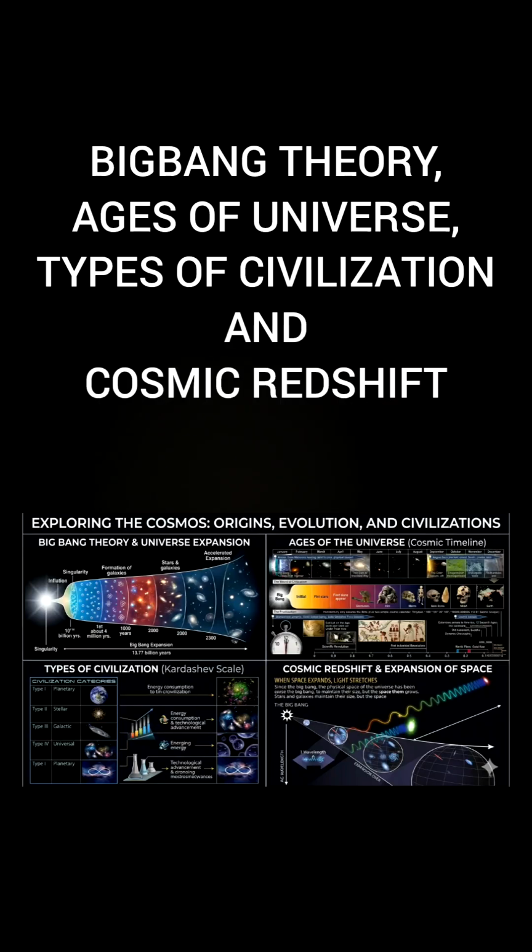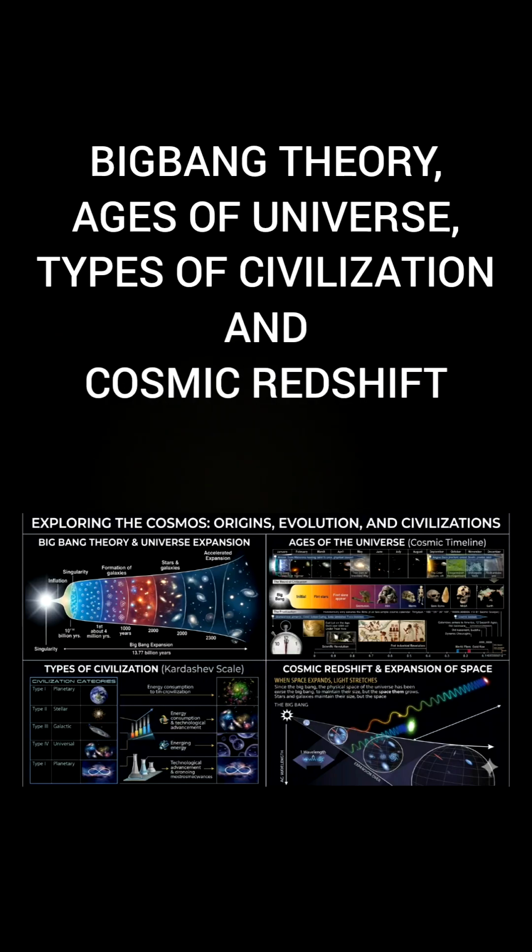z equals 0: the object is not moving relative to us. Small z, e.g. 0.1: a relatively nearby galaxy. High z, e.g. 10 or higher: these are the first galaxies that formed shortly after the Big Bang.